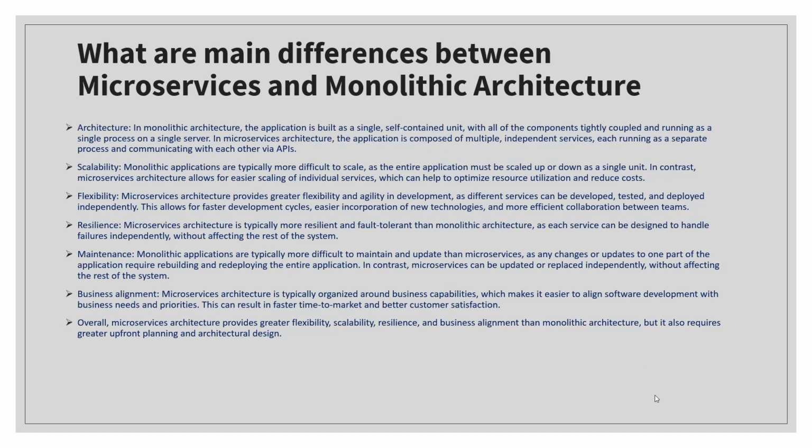Scalability. Monolithic applications are typically more difficult to scale as the entire application must be scaled up or down as a single unit. In contrast, microservices architecture allows for easier scaling of individual services, which can help to optimize resource utilization and reduce cost.